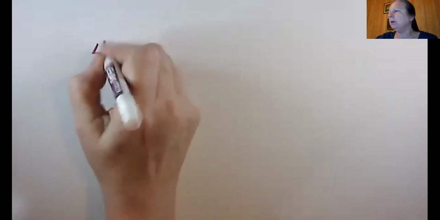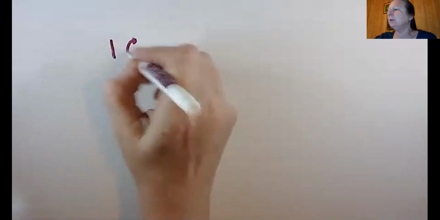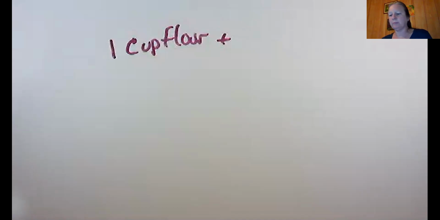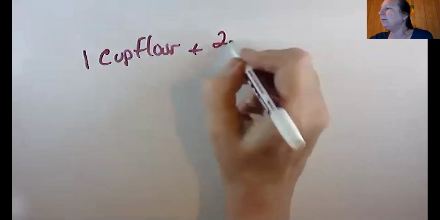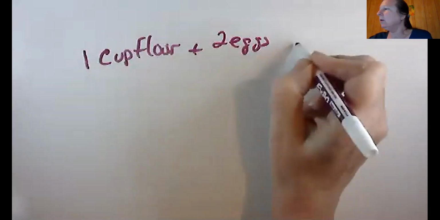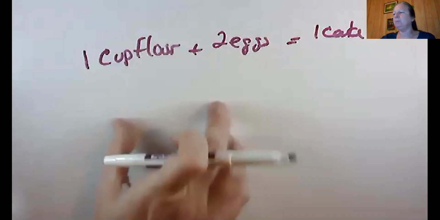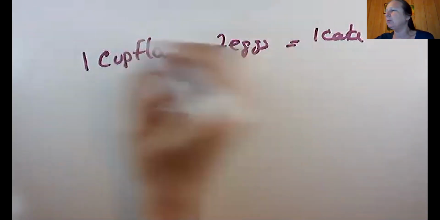If you have a recipe, and it calls for 1 cup of flour plus 2 eggs, that will give you 1 cake. Plus you need other things, but you need a cup of flour and 2 eggs to make a cake. And in a reaction, this would be an arrow.